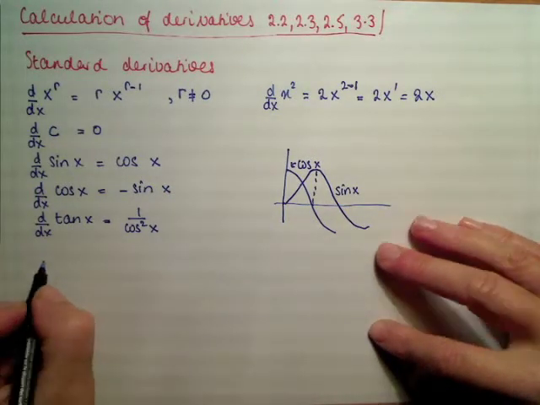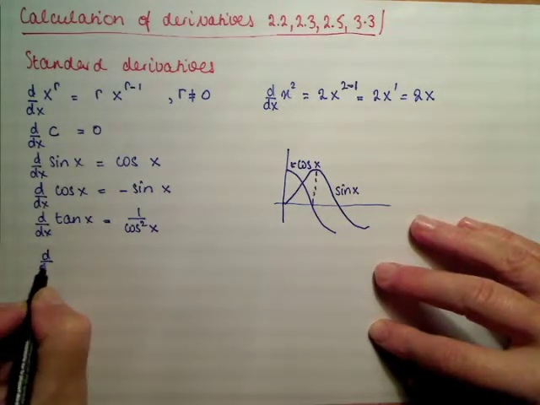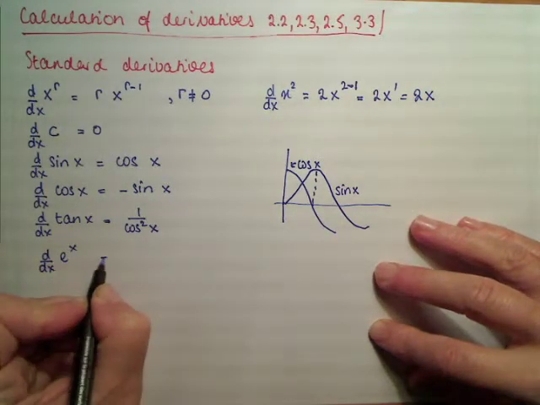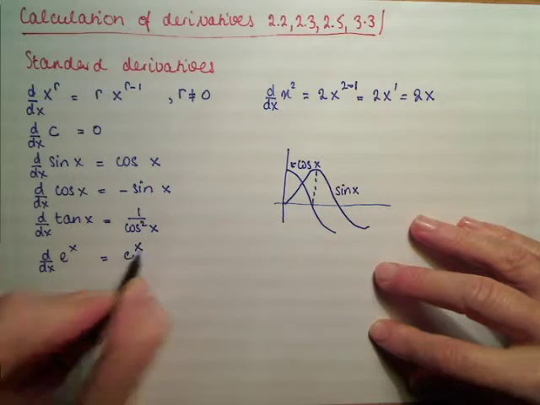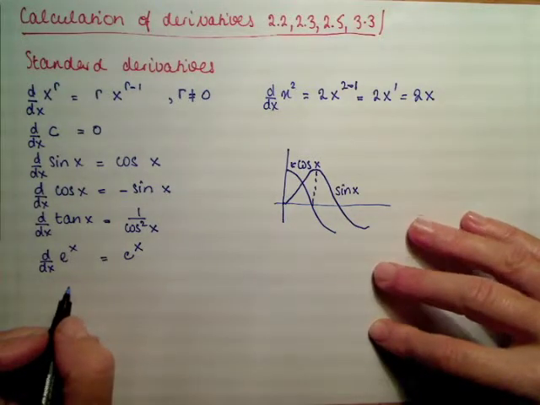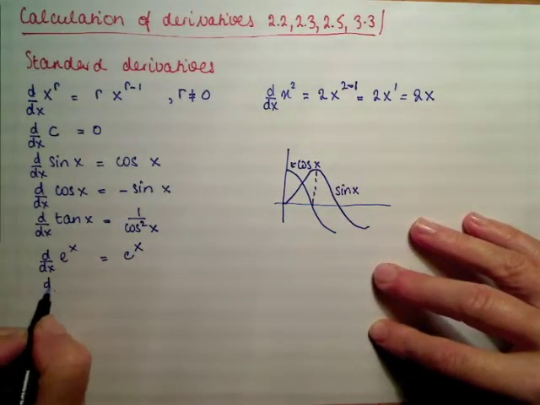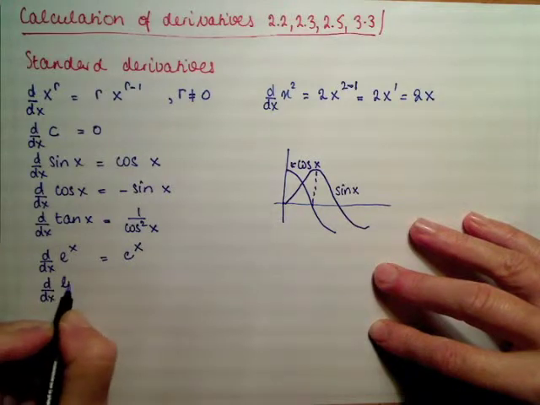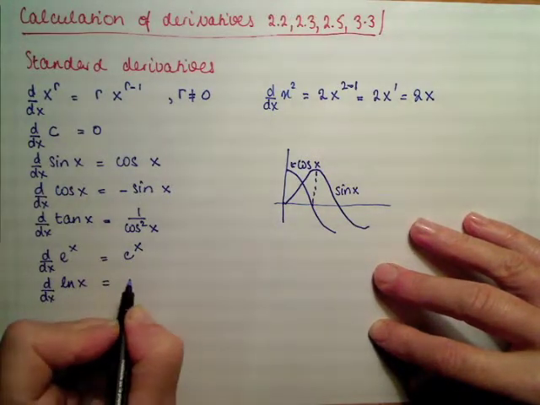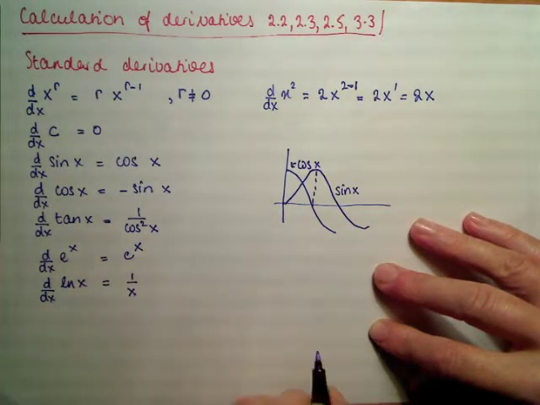Okay, now we get e to the power x. This is the unique function which is equal to its own derivative. That's why it's very important. That's why e is such an important number. If you compute the derivative of the natural logarithm of x, we get 1 over x.